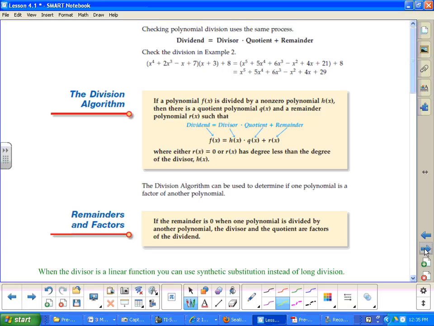So the division algorithm says that we have a dividend is equal to the divisor times the quotient plus the remainder. Okay? And that should make sense. It's just whatever I get when I divide, I multiply that by what I divided by, and I get my original problem. Okay?